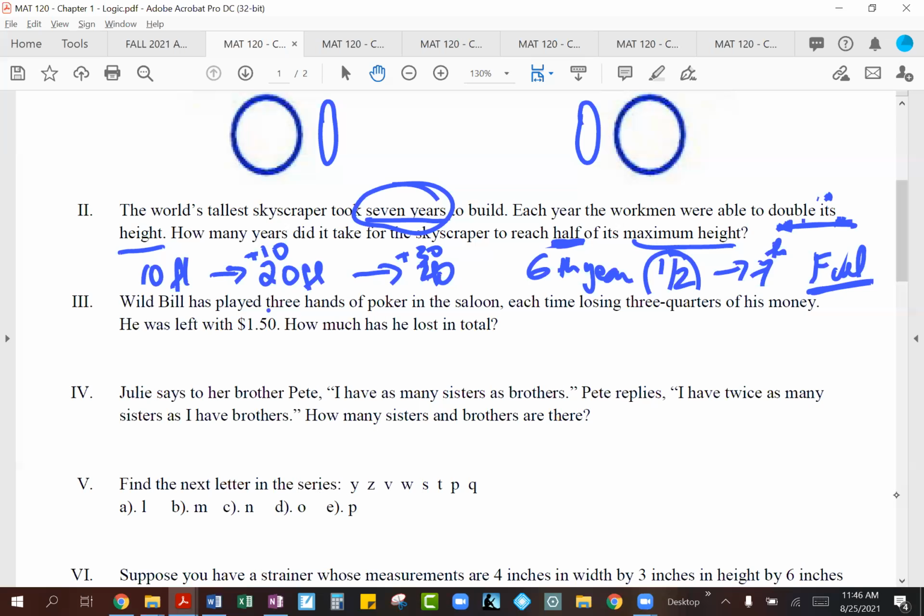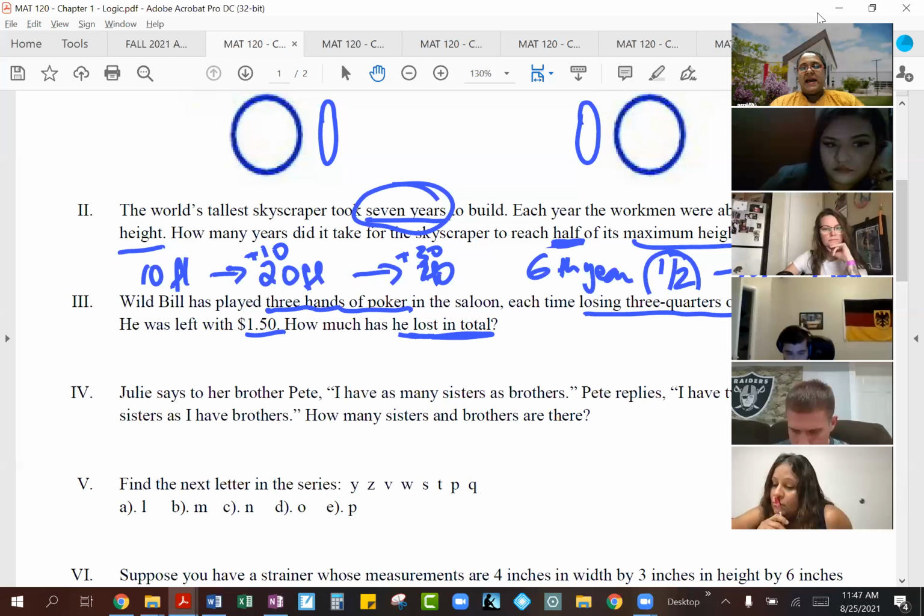So they're telling you he has played 3 hands of poker. He is losing 3/4 of his money, and this is what he's left with. We want to know how much he has lost in total. So again, take a minute or two and think about this example. And again, when I ask you to, you can send your answers in, but obviously not just yet.